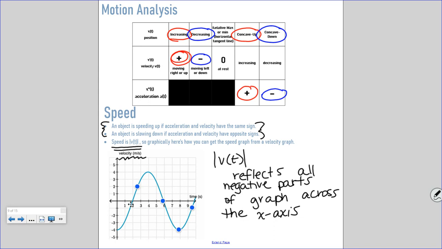So negative parts would be anything that's below the x-axis right here. It's going to take these two parts. It's going to reflect them across the x-axis. I'm going to try to reflect here and then here. So now instead of a velocity graph, I have a speed graph. And I'll try to mark this part out so we don't look at it anymore.